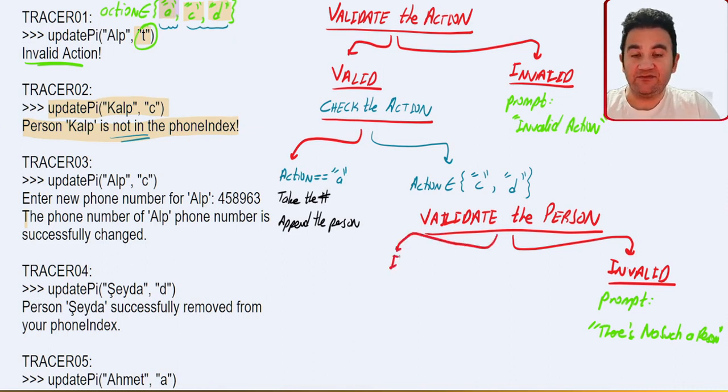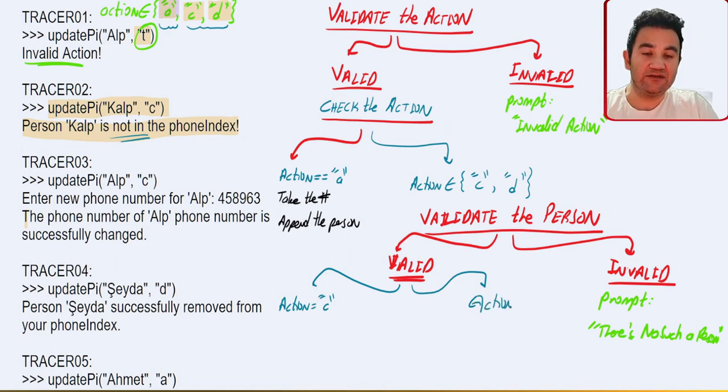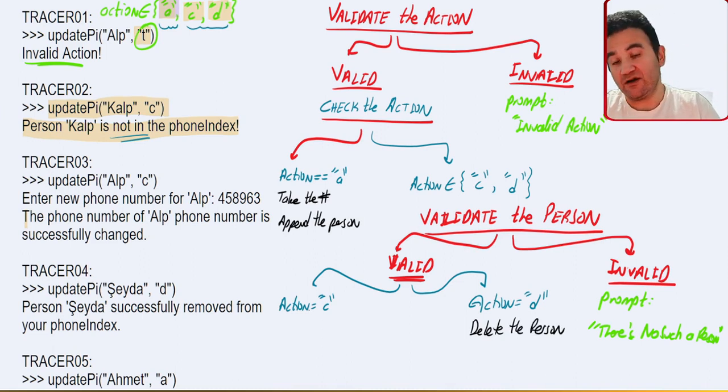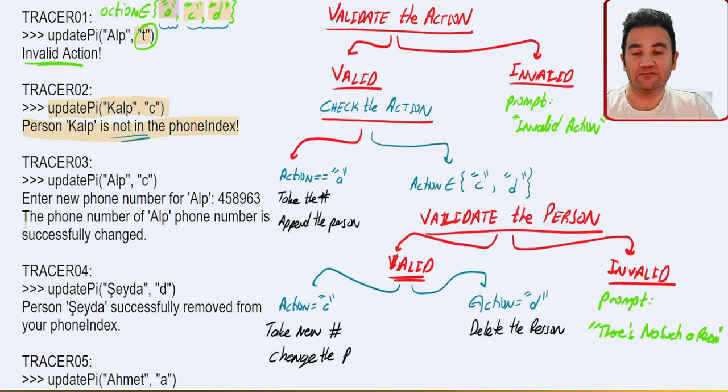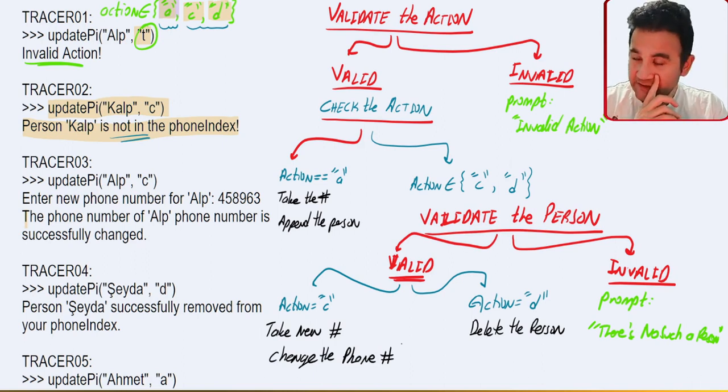On the other hand, if there is such a person, so person is valid here, then there are two options for our action, which are action can be a change or our action can be a delete. If our action is delete, just delete the person. So if our action is change, so we need to take new phone number and change the phone number. Okay, this is the plan for my code. Actually, the hard part for this code is to make a good plan.